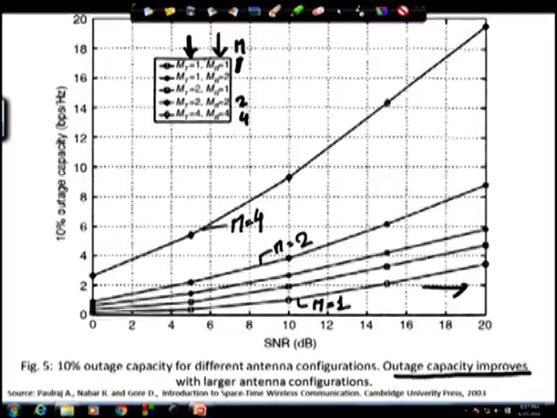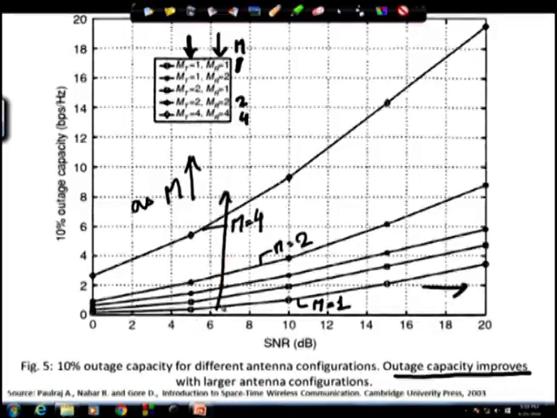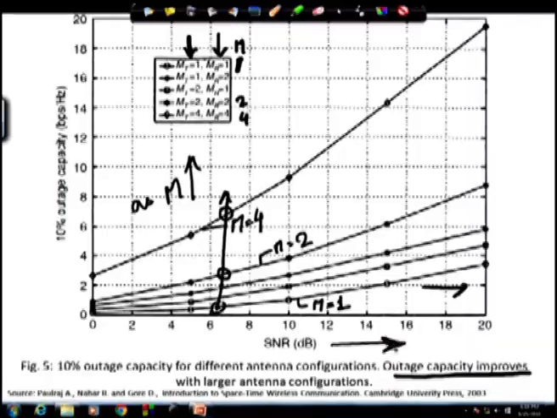Right. So what we are seeing is that as we increase M, what happens to the 10% outage capacity? That also increases. So basically the 10% outage capacity increases clearly. This is for M equals 1, this is for M equals 2, this is for M equals 4. So clearly we are seeing that outage capacity is increasing. If we are here, this is 2, this is more than 4. So this is one important thing: as you increase SNR, the outage capacity also increases. So this is one important observation.